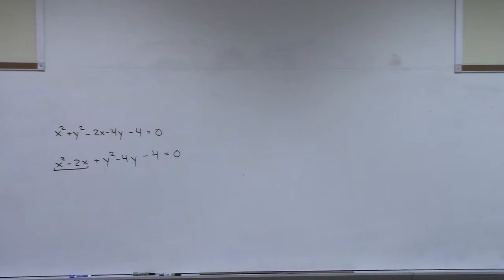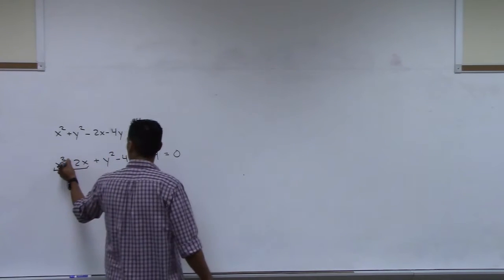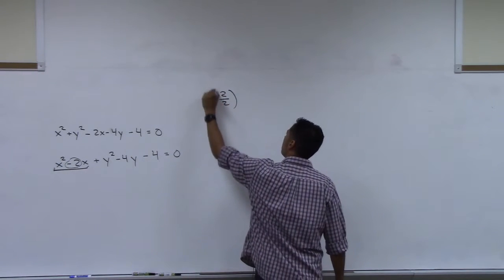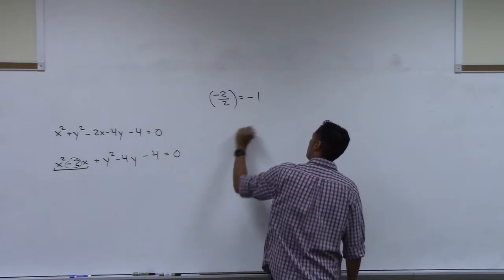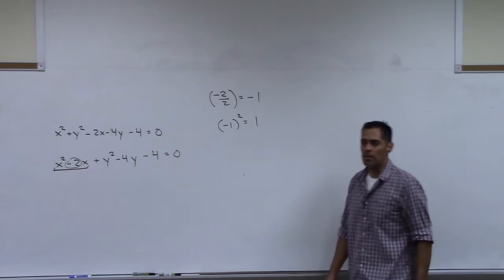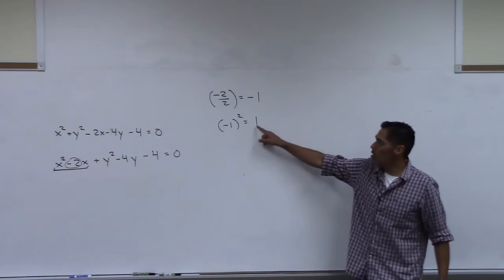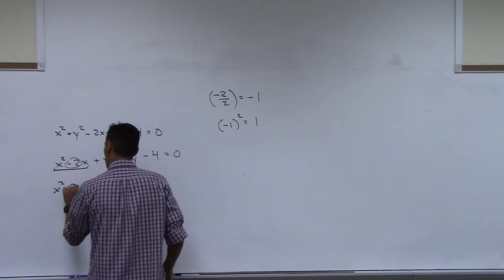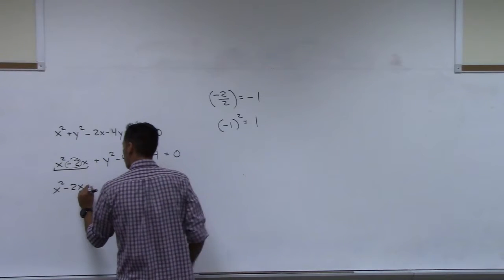Do I need to show that, or are you all okay with that? Go ahead and show it. Okay, so I'm taking the -2 here. I will always take half of it, which will give me -1. And then you take that answer and you square it, which gives you 1. And that's kind of your magic number. You're going to add 1 and subtract 1 right next to this. So x squared minus 2x, here comes my magic number, plus 1 minus 1.